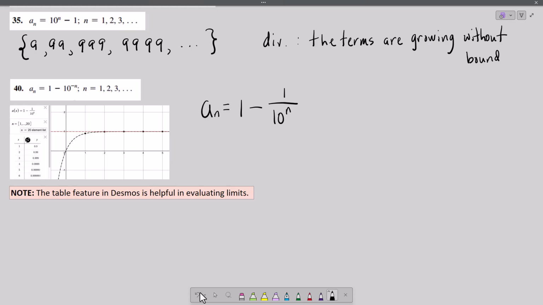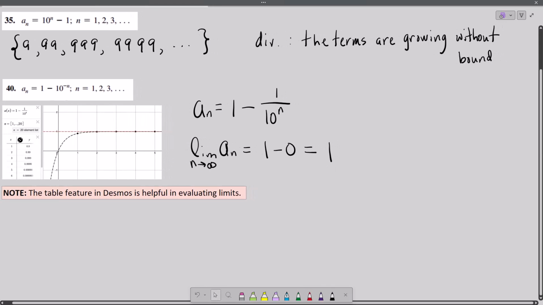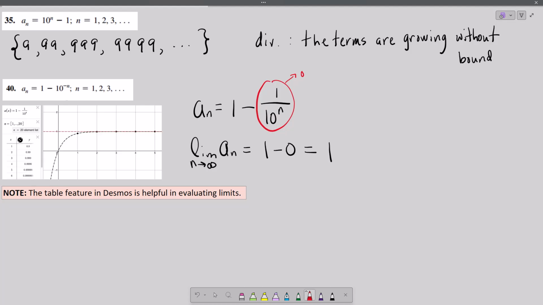So when we take the limit of a sub n as n goes to infinity, we are going to end up with 1 minus 0, which is 1. This part right there is going to 0. It's a little easier to see it if you get rid of your negative exponents.